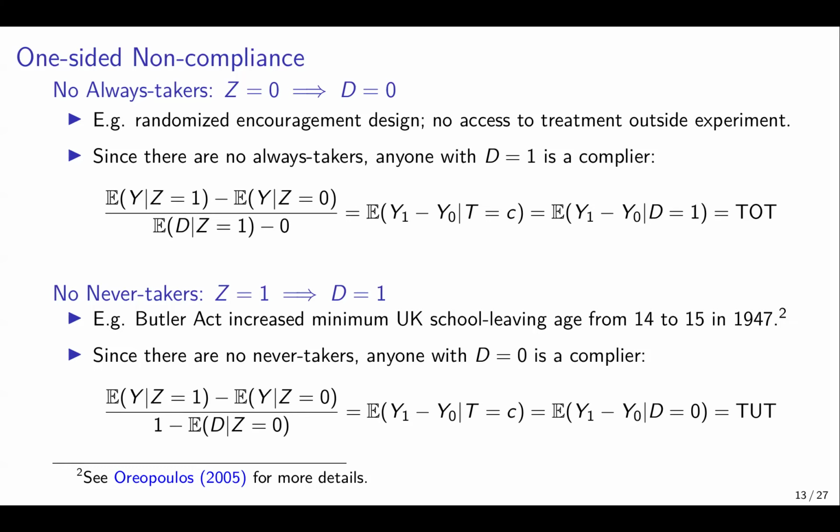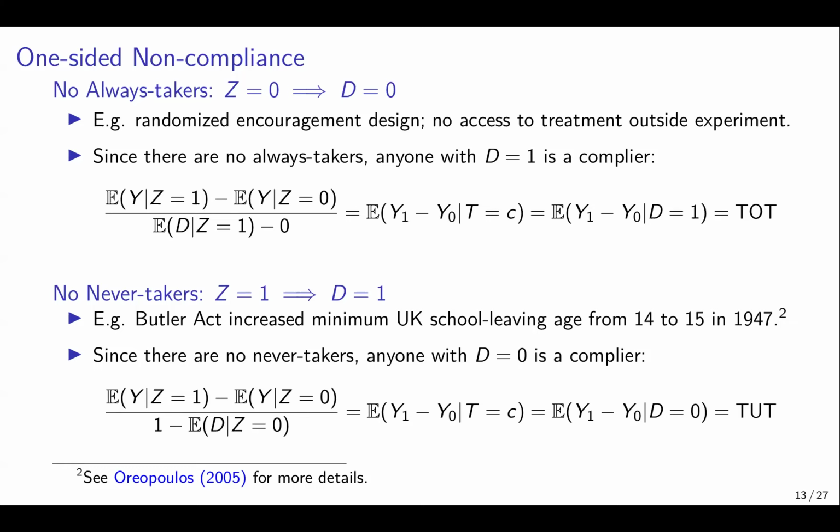And if that's the case, then there can't be any always takers. There can't be anyone who gets the treatment despite not having been offered the treatment. So in that setting, z equals 0 would imply that d equals 0. And that would mean there are no always takers. It would also mean there are no defiers. So in an experiment with this feature, there are no always takers, and it's not an assumption that there are no defiers. It's just a consequence of the way that the world works.